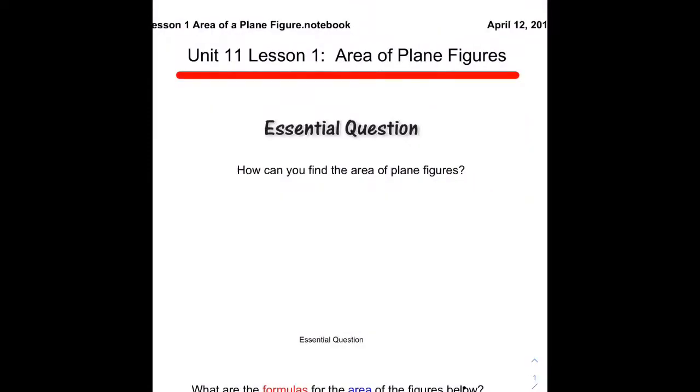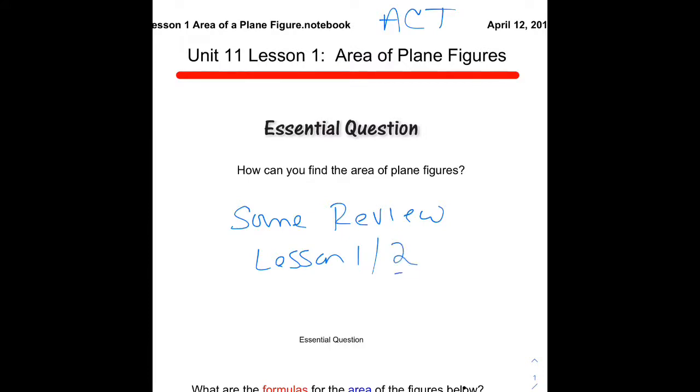We're going to start a new unit on areas and volumes. And I will let you know that there's quite a bit of this on the ACT. There's also quite a bit of this when we do our study of calculus. So I would say pay attention. Some of this is going to be review. However, I am putting both lesson 1 and lesson 2 together, and lesson 2 is definitely new material.